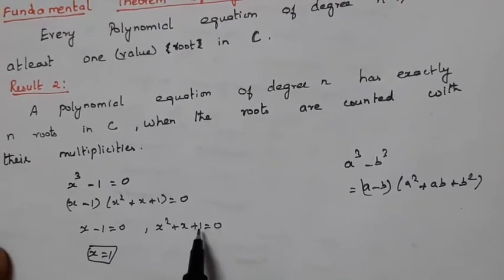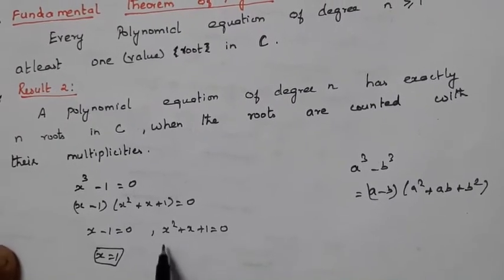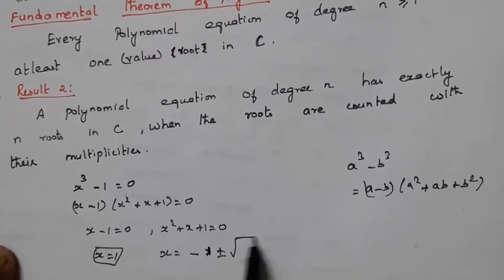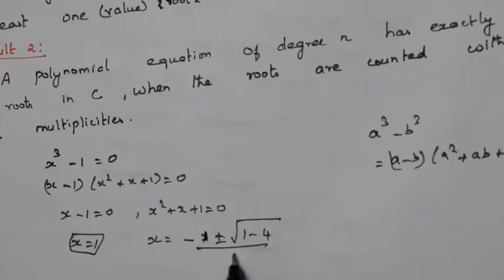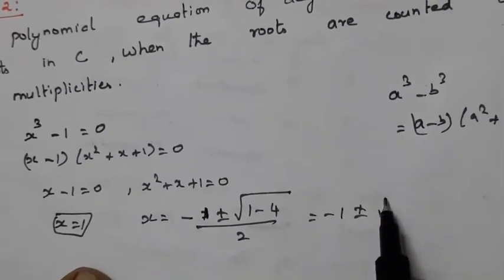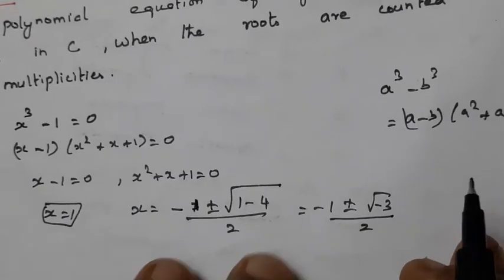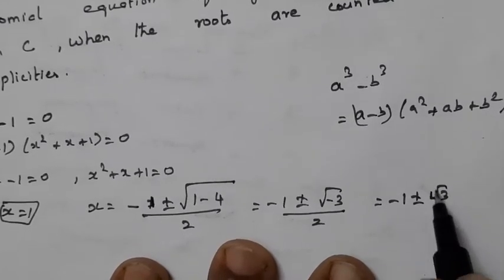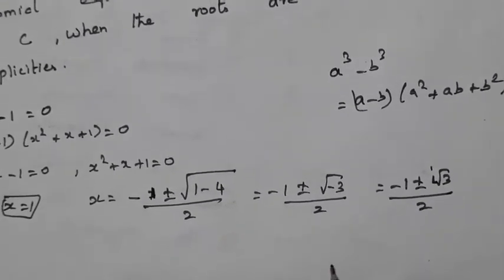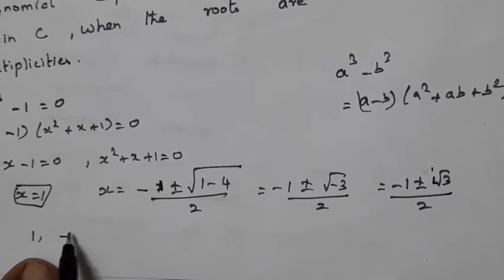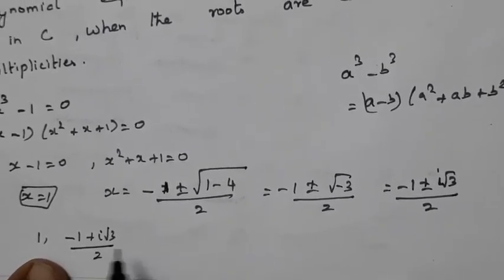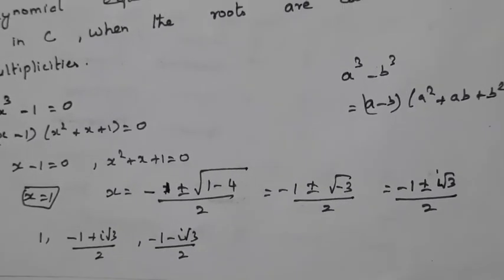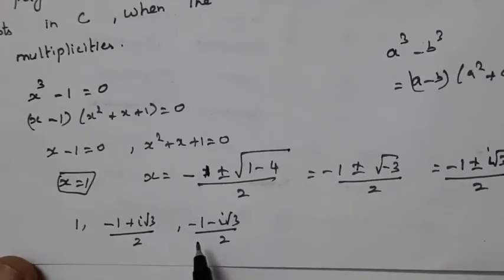But we cannot factorize this quadratic, so we have to use the formula. So x is equal to minus b, that is minus 1, plus or minus the root of b squared minus 4ac, divided by 2, that is minus 1 plus or minus the root of minus 3 divided by 2. The root of minus 3 is nothing but i root 3. So how many roots do we have? 1, minus 1 plus i root 3 divided by 2, and minus 1 minus i root 3 divided by 2. So we have 3 roots. Among the 3 roots, only one is real and the other 2 are imaginary.